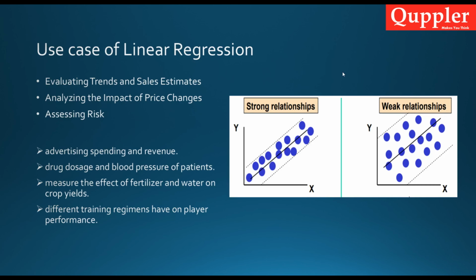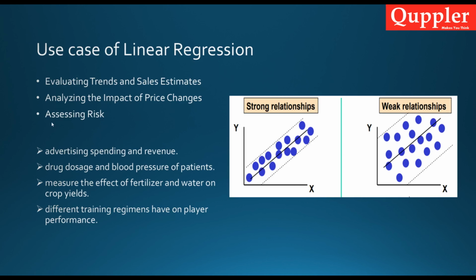Now let's see the use cases of linear regression. Basically, we can use this model in our business to evaluate trends and for sales estimation. Then we can analyze the impact of a price change or assess risks. Let's say for advertising, the money I'm spending on advertisement would have a direct impact on the revenue, which is my continuous variable.